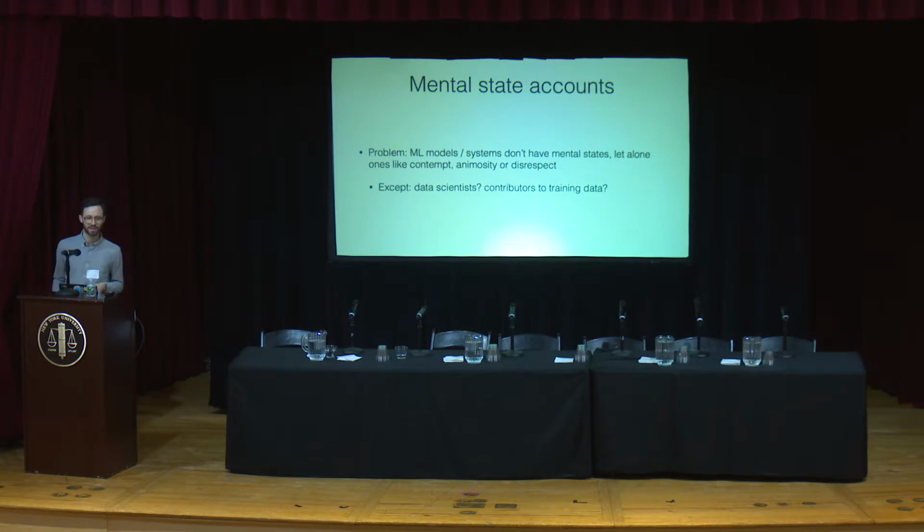And for that reason, it's potentially not a very useful framework for thinking about algorithmic forms of discrimination, for the simple reason that machine learning models don't have mental states, right? And they certainly don't have mental states like contempt or animosity or disrespect, as much as we data scientists might sometimes anthropomorphize them in that way. So a couple of exceptions to this, though. You might think a data scientist who did have these kinds of intentions might thereby impart those kinds of discrimination to the models that they build intentionally.